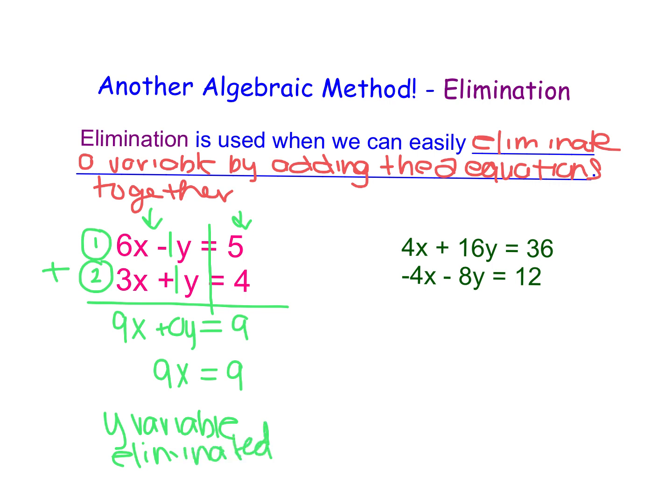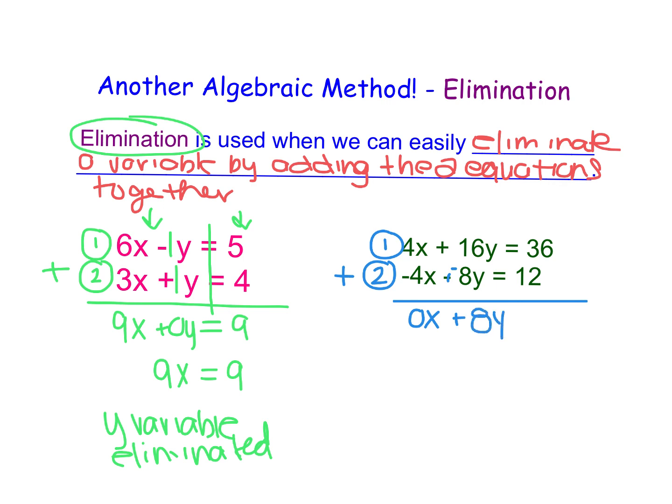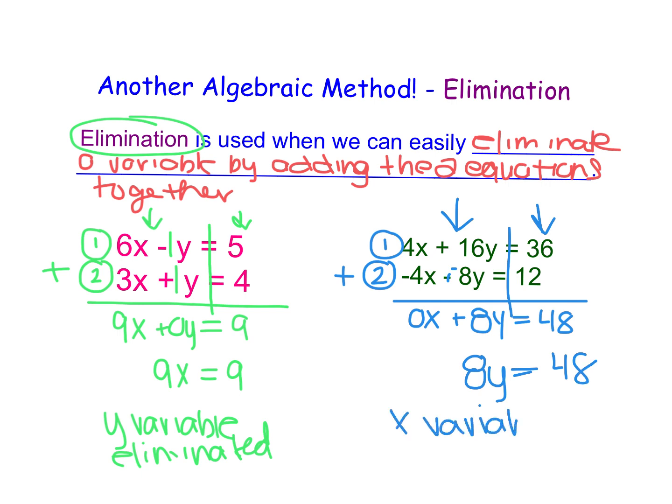This is a situation where elimination is a great strategy to use because I can eliminate a variable by simply adding the two equations together. Now from here, if I look at this second system, if I were to add these two equations together, 4x plus negative 4x is 0x, 16y plus negative 8y is 8y, and 36 plus 12 is 48. So on this particular system, if I add the left-hand sides of the equation together, I'm left with 8y. And if I add the right-hand sides, I'm left with just 48. And here, the x variable is eliminated.